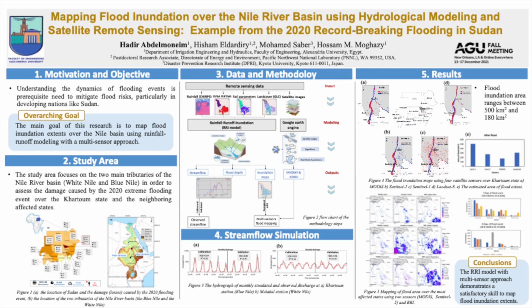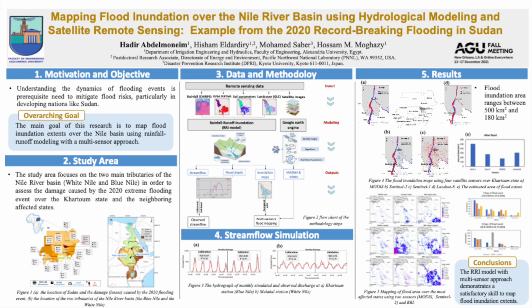Therefore, understanding the dynamic of flooding event is a prerequisite need to mitigate flood risk, particularly in developing nations like Sudan. So, the main goal of this research is to map the flood inundation extent over the Nile River Basin using rainfall runoff modeling with a multi-sensor approach.